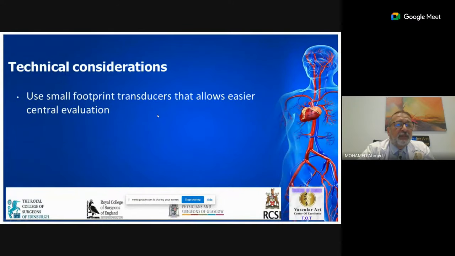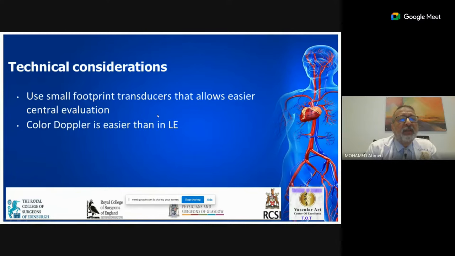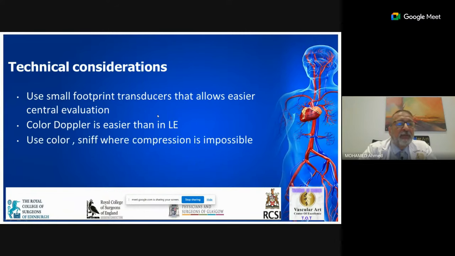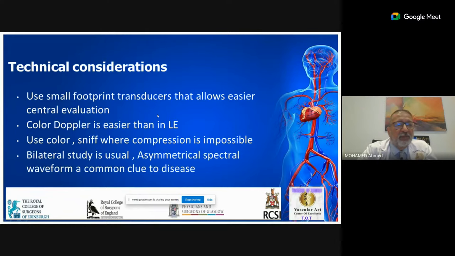Now, technical considerations. Use a small footprint transducer to allow easier central evaluation. Not all machines have this, but they call it a baby transducer. It's a small footprint. Sometimes I use the coronary transducer, trying to pick up information about the central vein. And we'll see what we're able to gain. Color Doppler is easier in the lower limb rather than in the upper limb. Use color sniffing test instead of compression, because as I said, compression in the chest wall is impossible.